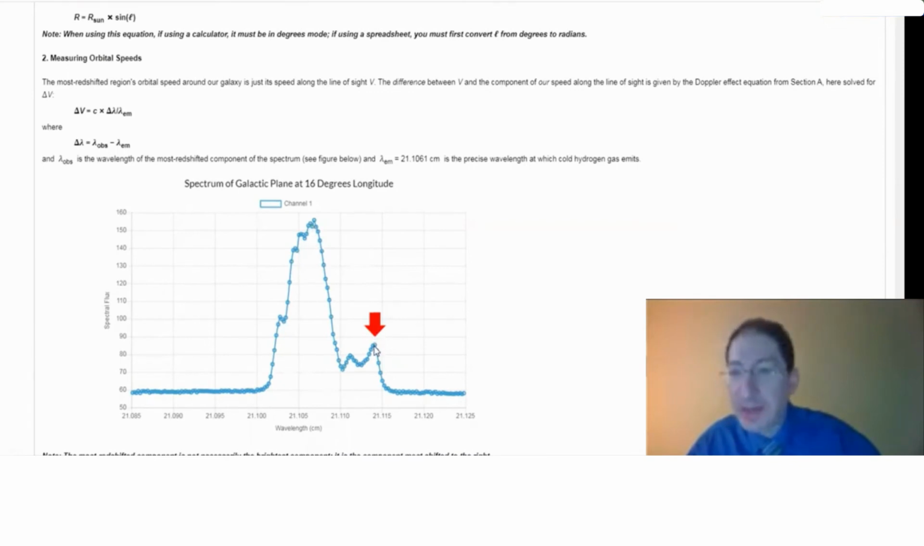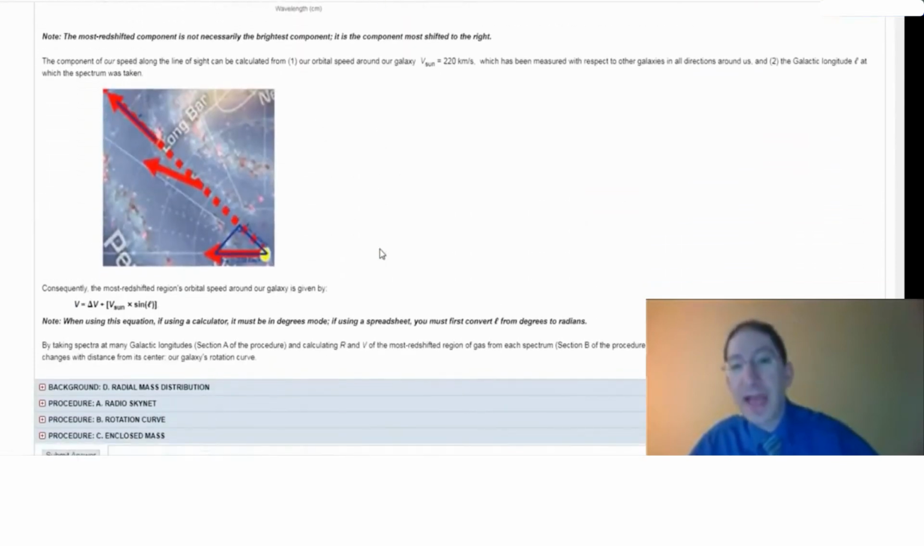Then measure the location of that peak to 4 decimal places. Input that in these equations, and you'll have the speed of this special region relative to us. To that, you then have to add our motion along this line of sight.